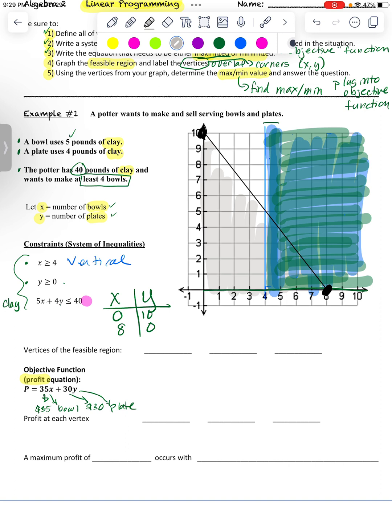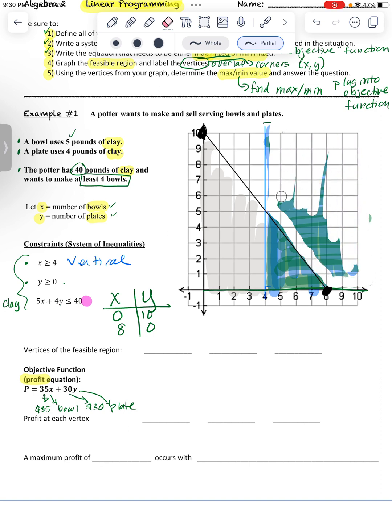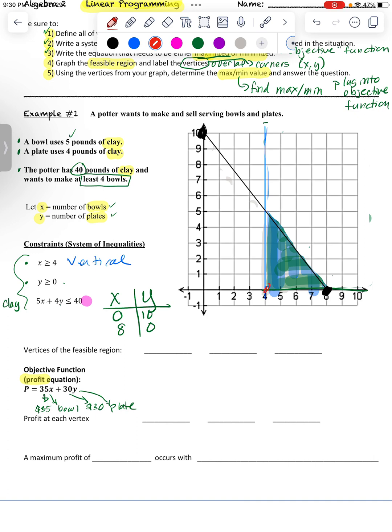So the part that I'm ultimately interested in, the feasible region that it talked about, is going to be this part that is where all 3 overlap. So over here was more than 4 bowls, but I don't have enough clay to make that much. And then over here, I'm staying underneath the amount of clay I have, but I have to make at least 4 bowls. So this region right here where all of the constraints overlap, I'm making at least 4 bowls, but I'm not using more than 40 pounds of clay. This is my feasible region.